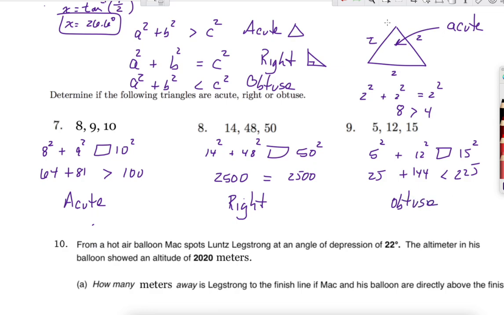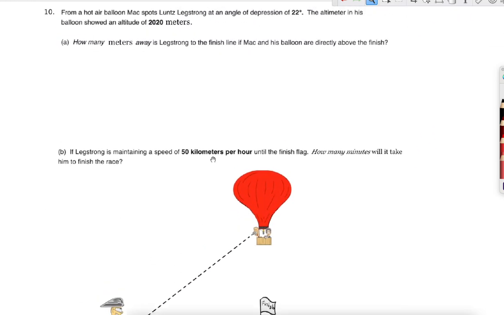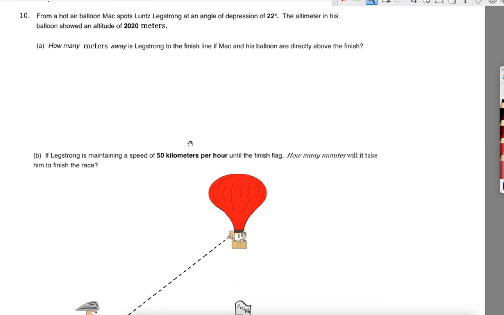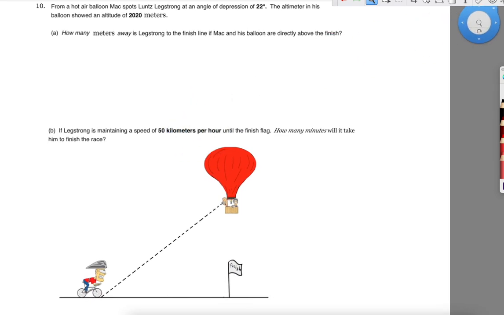Okay. Cruising right along. We're on the last one here. It has a couple of parts. From the hot air balloon, Mac spots Luntz Legstrong at an angle of depression of 22 degrees. So Luntz is down here. I thought it was Iron Mac, but it's Luntz. This is Mac right here.